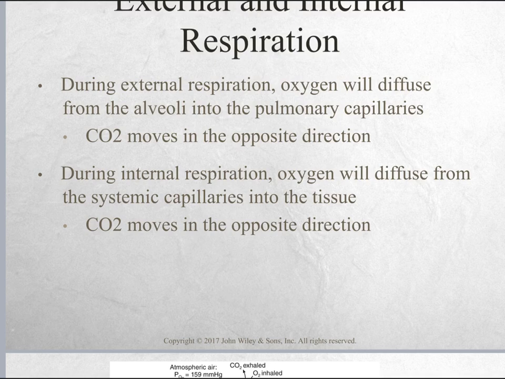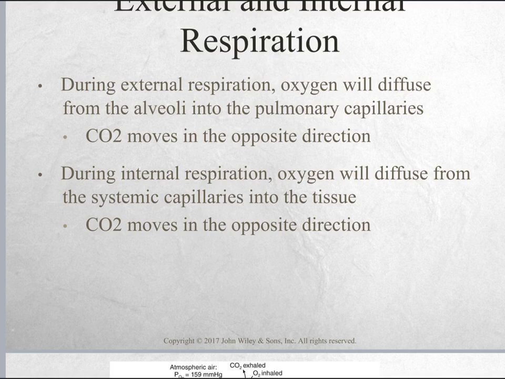So we go back to our different types of respiration. Our external respiration, if you remember, is on a lung level, right, pulmonary level. And then we go to internal respiration, which is on a systemic or tissue level. So pretty much we talk about loading and unloading, loading oxygen, unloading CO2, unloading oxygen, and loading CO2. So during external respiration, if you think about this at the level of a lung, a pulmonary level, oxygen will diffuse from the alveoli into the pulmonary capillaries, and CO2 is going to move in the opposite direction. So quite simply, we're loading up oxygen and unloading CO2.